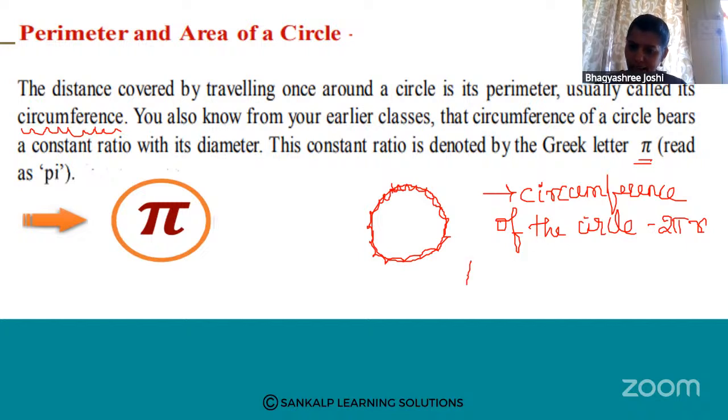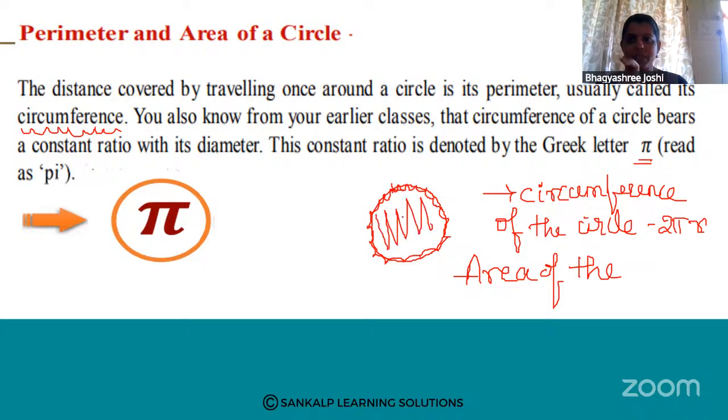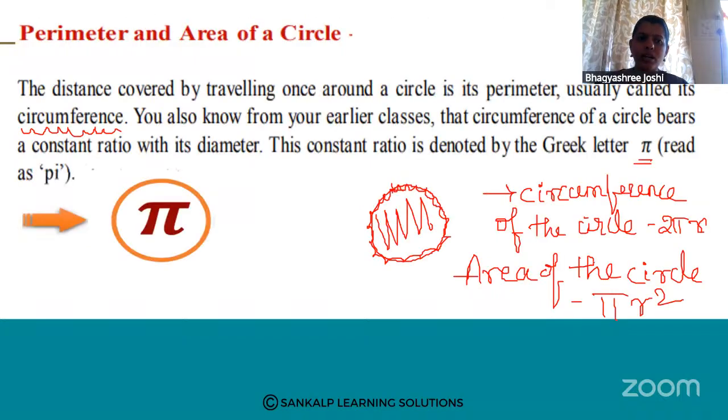And the formula to calculate area of the circle. What do you mean by area? Area means the part which is enclosed inside the circle. The part inside the circle is called the area of the circle, and the formula is pi r square. Remember, circumference is 2 pi r and area is pi r square. So next, perimeter and area.